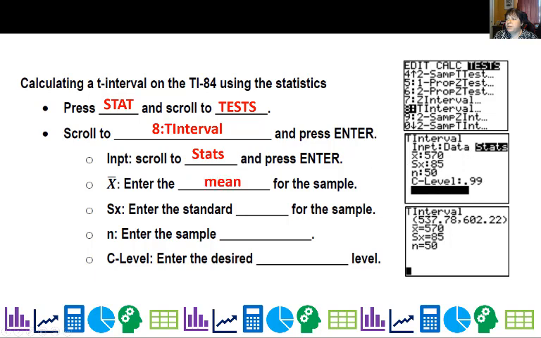For x bar, enter your mean. For s of x, enter your standard error for the sample. And for n, enter the sample size. For the confidence level, enter the desired confidence level. Remember, it should be in decimal form. And then when you press calculate here, you'll find that there's your interval. So that actually matches what we got earlier.